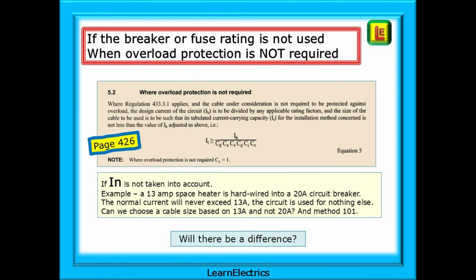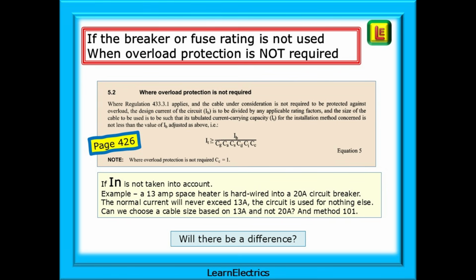What if the breaker or fuse rating is not used, perhaps when overload protection is not required? Take a look at page 426. The equation for IT now has IB divided by the relevant C rating factors. As way of an example, if IN is not taken into account, how should we proceed?